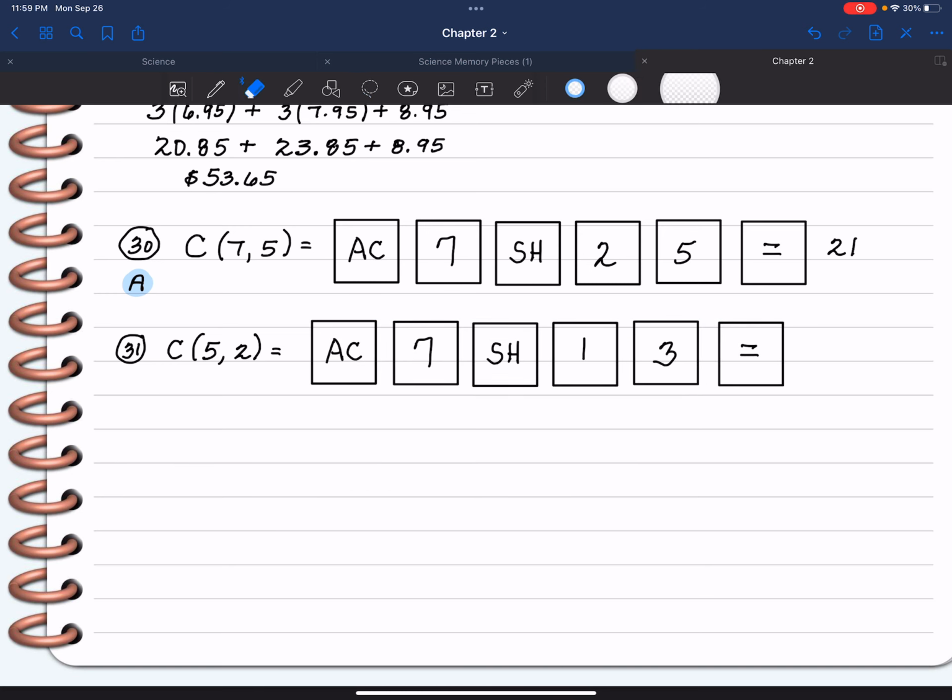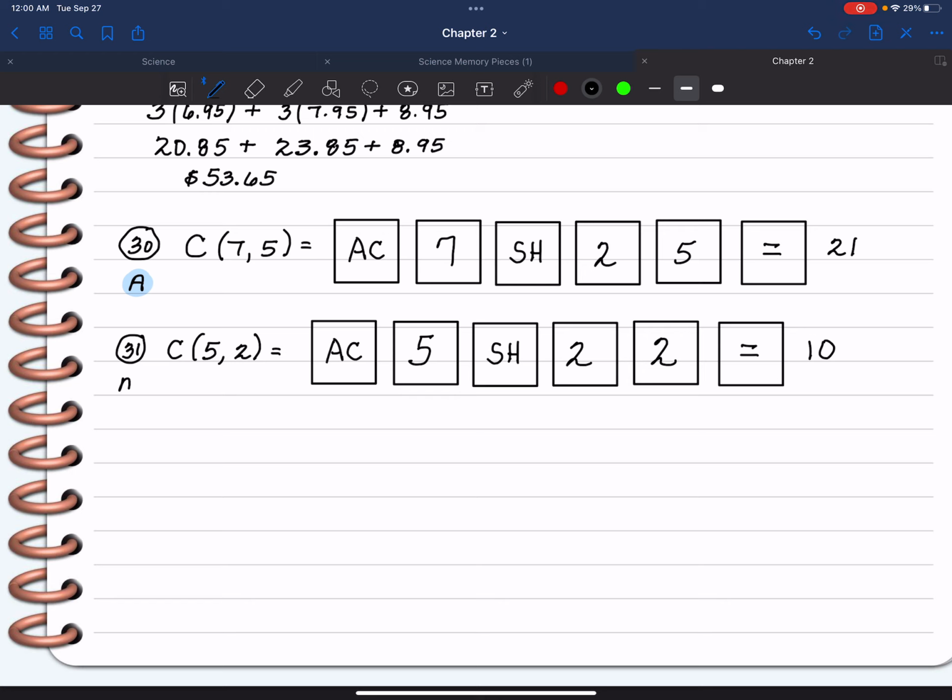Let's see if we agree. I don't think so, but we'll see. 5 combination 2. So 5, shift, 2 equals 10. Because remember, she would need to eliminate the redundancies before she started to look. So no, she is not correct. So E is eliminated. That says she's right.